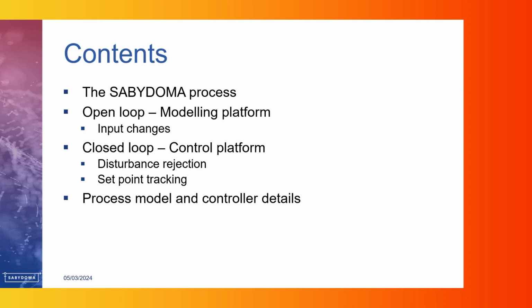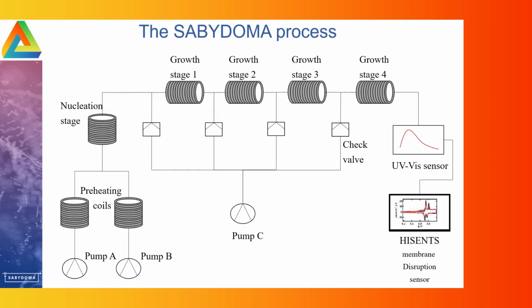So we first give a brief description of the SabiDoma process, and there will be a demonstration of two modeling platforms. One is for the model of the process itself, and the other will be for the control loop, the control system that actually regulates the whole process. And we conclude with some details on the process model. There will be some videos, some animations, so I hope it's not tiring.